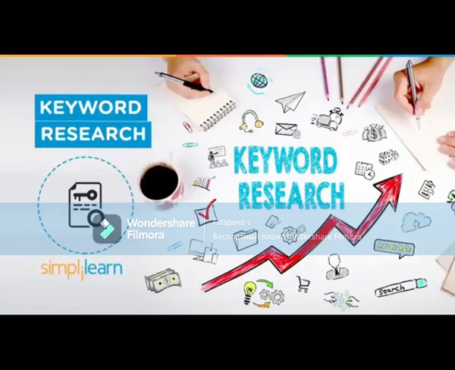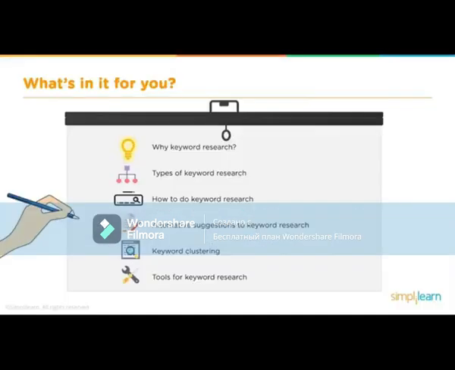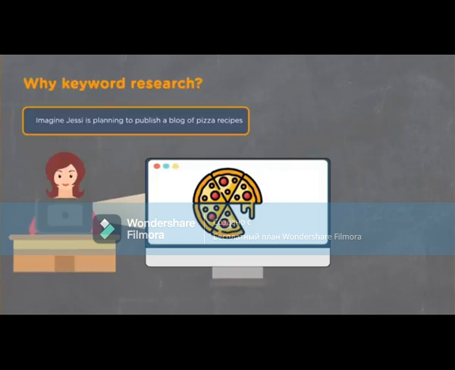Keyword research. So what are we going to talk about when we talk about keyword research? We're going to talk about why we would do keyword research for SEO. We're going to talk about the types of keywords that we need to research. We're going to talk about some methodologies, best practices on how to do keyword research, some alternate suggestions. We're going to talk about keyword clustering, and then we're going to talk about some tools that you can use to do your keyword research. So let's start with why we would do keyword research.